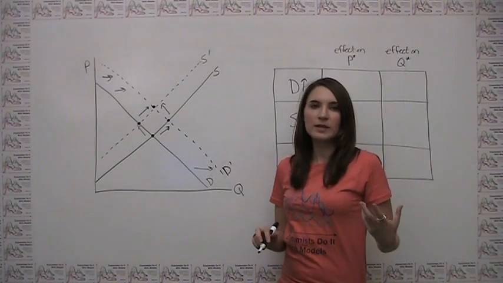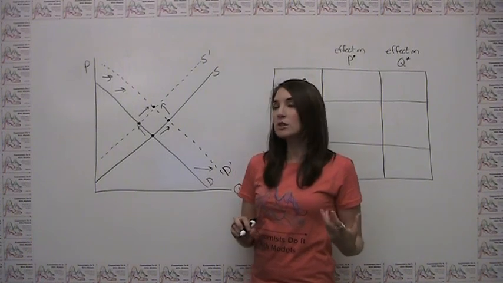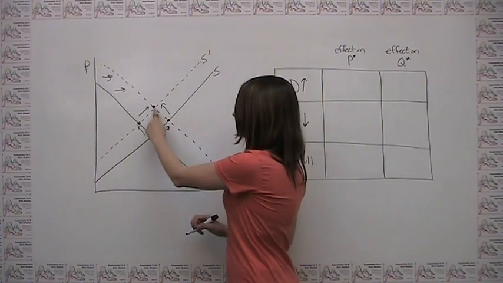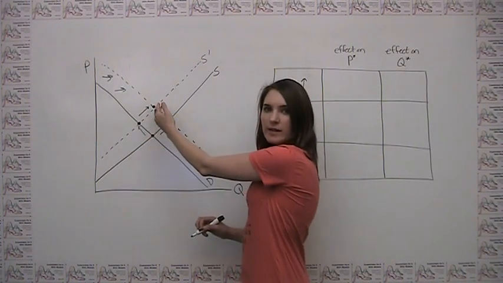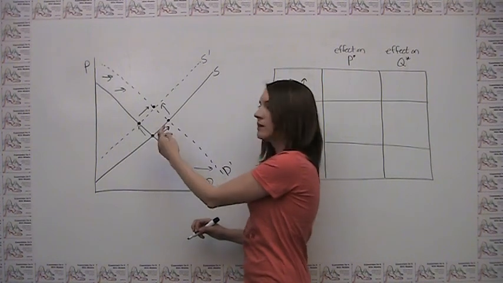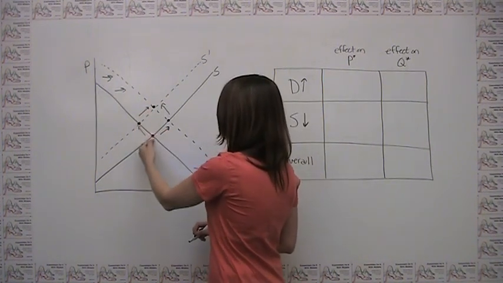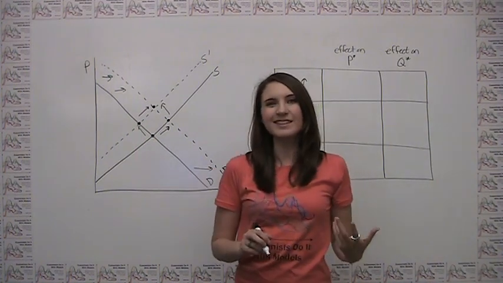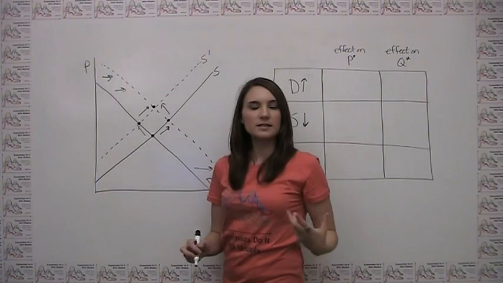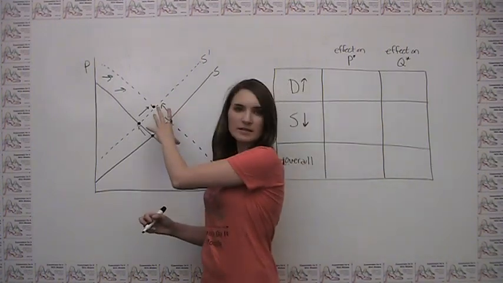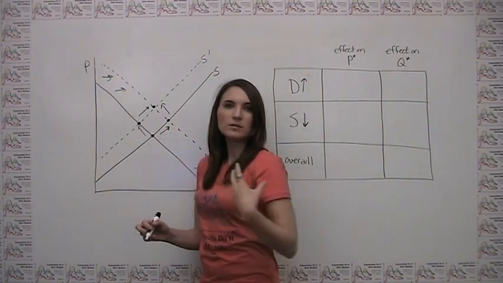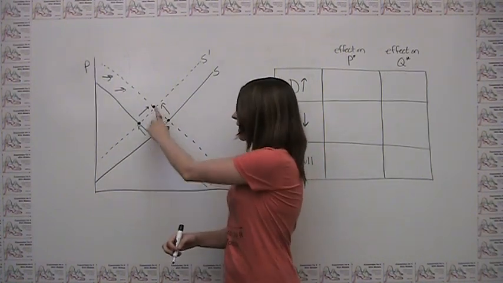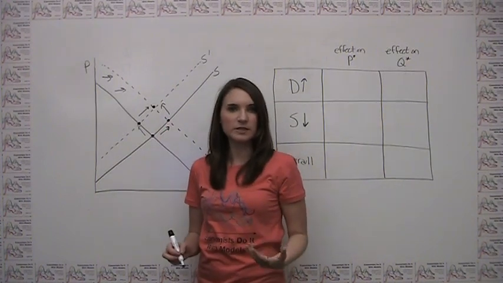It may be tempting, based on how I've drawn this diagram, to conclude that when we put these two changes together, we go from here to here and therefore get an increase in price and no change in quantity, because it looks like this point is at the same quantity as our original equilibrium. However, it's important to understand that this only looks this way because I've drawn the diagram in this specific way. So let's think about the qualitative effects and show why we actually can't determine what happens to quantity as a result of these two changes.